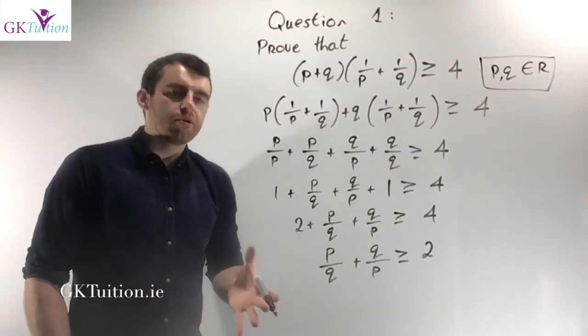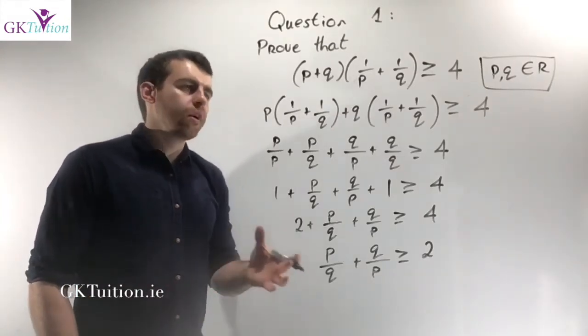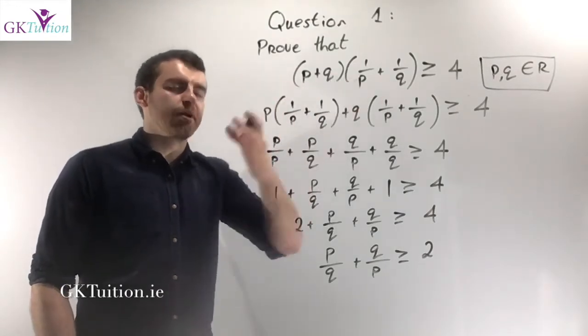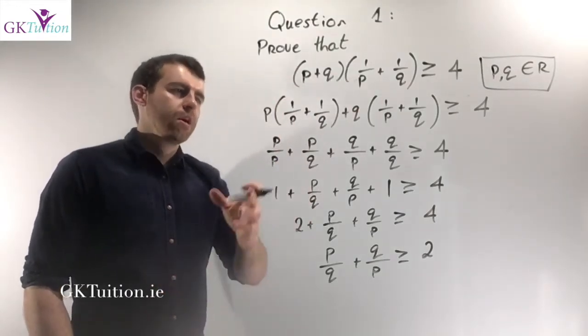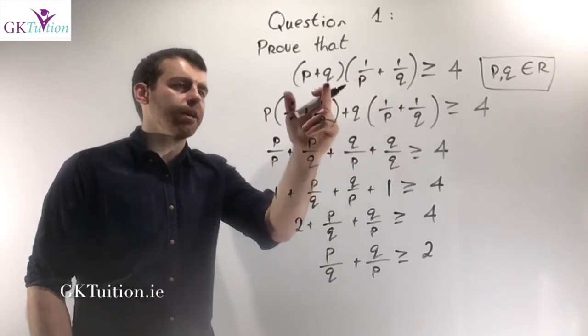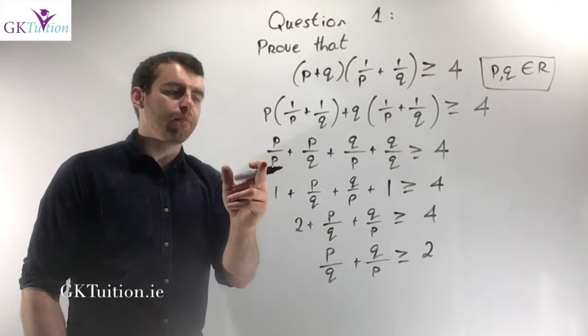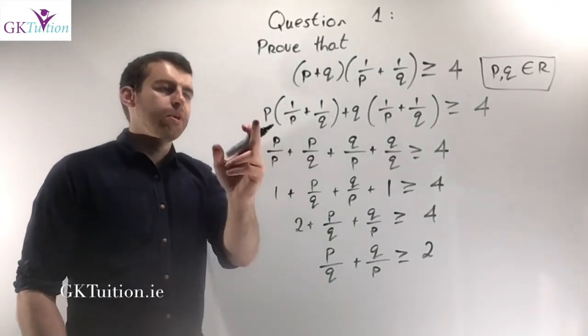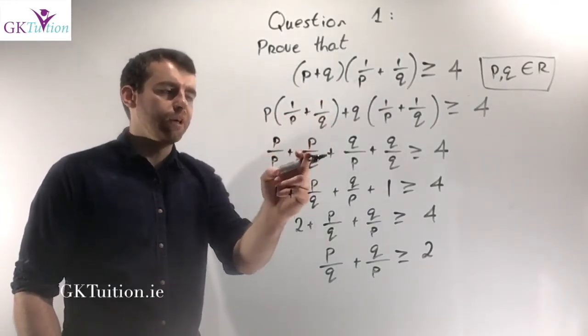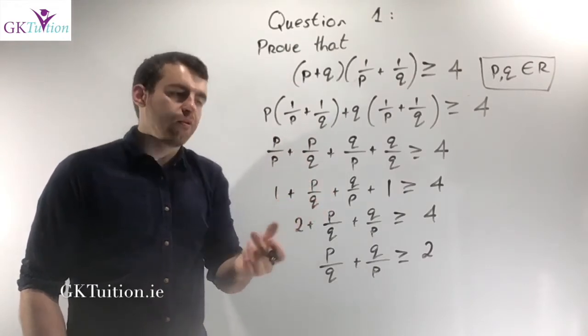Okay, so there are a number of different ways of doing this one. What I've opted to do here is to simply multiply out my brackets and see what happens. So I need to multiply P by the second bracket and then Q by the second bracket. P by 1 over P is simply P over P, which works out as 1. P by 1 over Q is P over Q, which I can't simplify for the moment.